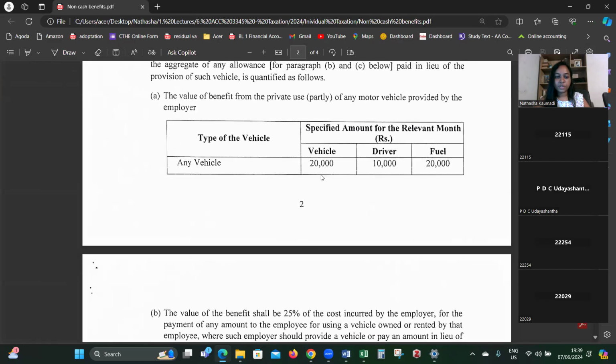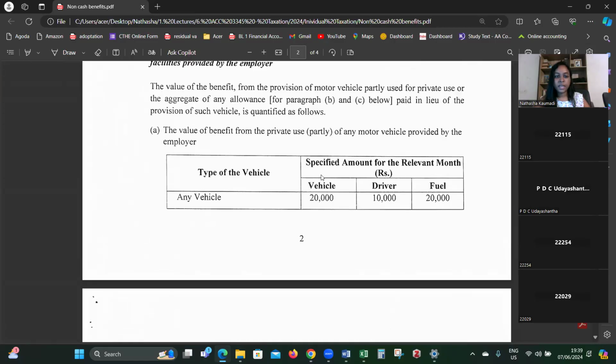Right. So, for your reference, now I have opened the non-cash benefits PDF we have shared with you. Clearly, it is mentioning vehicle benefits. It says any vehicle and the taxable benefit amount for monthly. Monthly taxable benefit is given. Vehicle 20,000, driver 10,000, fuel 20,000. Now, can I know the answer? Taxable vehicle benefit for 1 month.